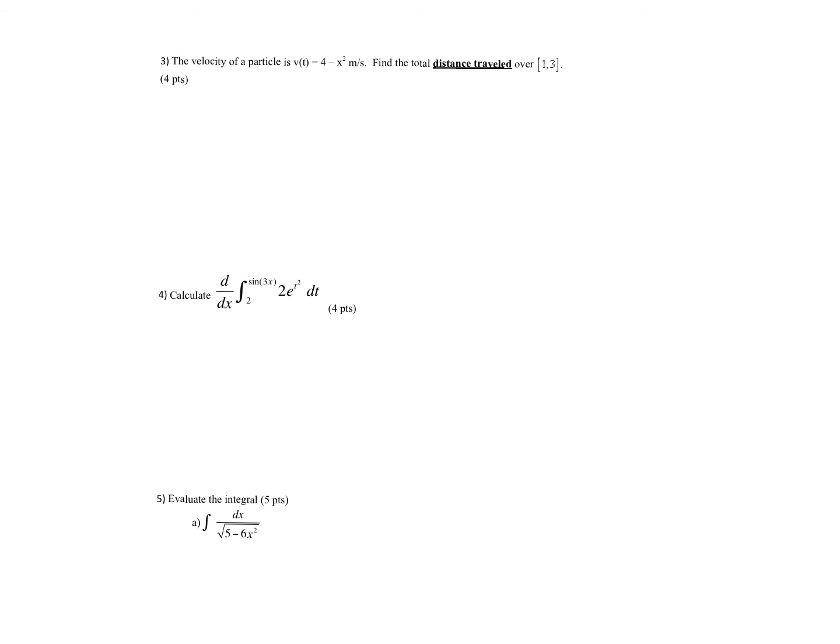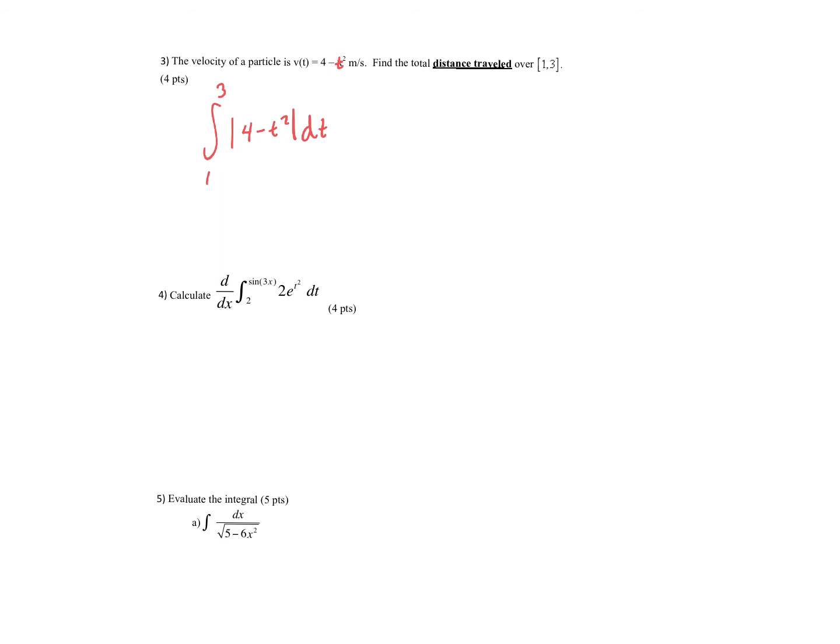Okay, question 3, distance traveled, which means we need absolute value. And how do we deal with the absolute value? There should be a t by the way, the absolute value needs to be around the velocity in the integral. So it's the integral of the absolute value of 4 minus t squared dt from 1 to 3. You absolutely could have math 9'd this. I didn't say you couldn't.